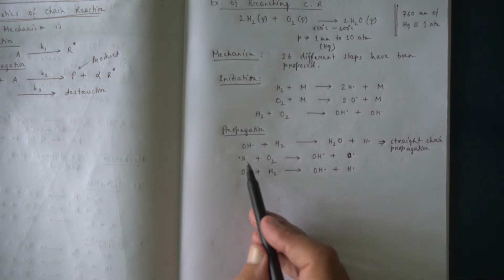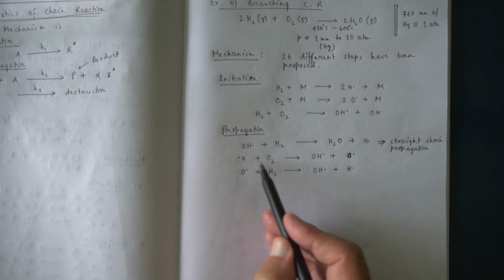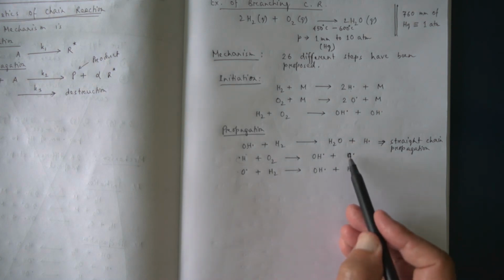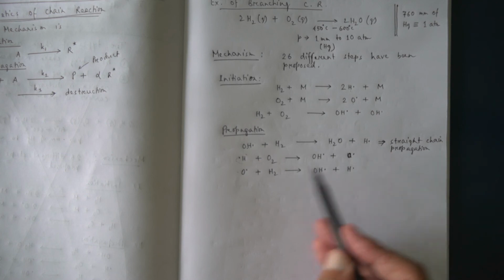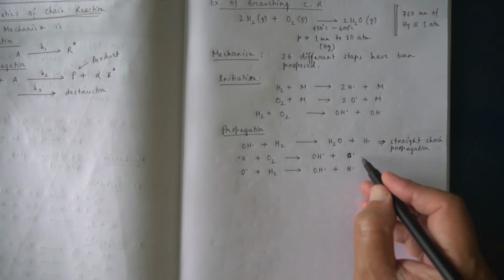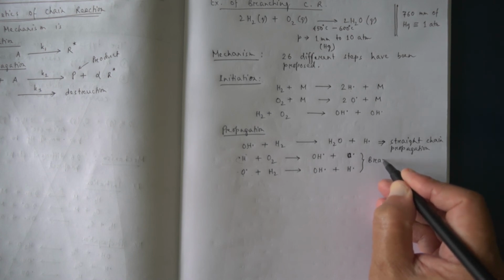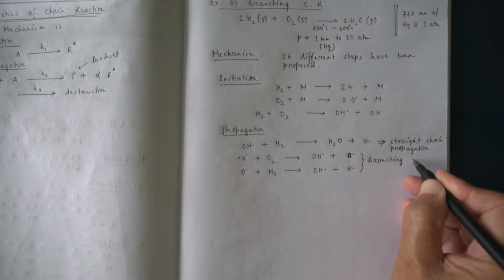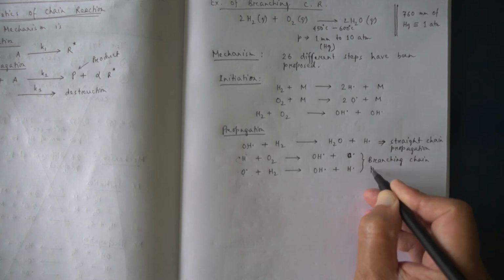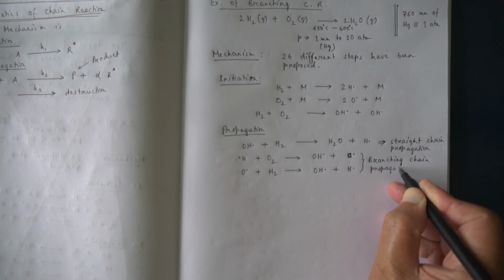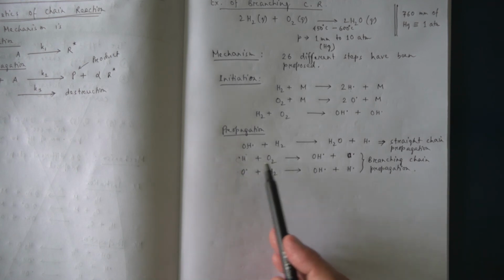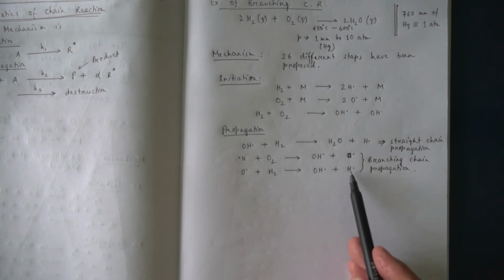But here you see one chain carrier is destroyed and more than one chain carrier is formed. So these are the two propagation steps, and these are known as branching chain propagation. So you see, in branching, one chain carrier is destroyed and more than one chain carrier is formed.